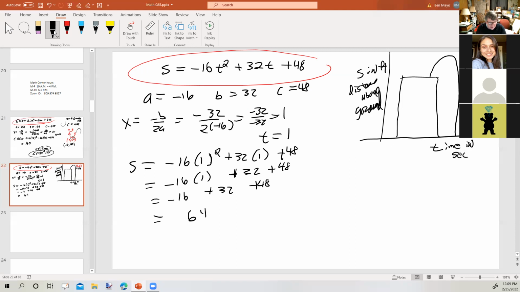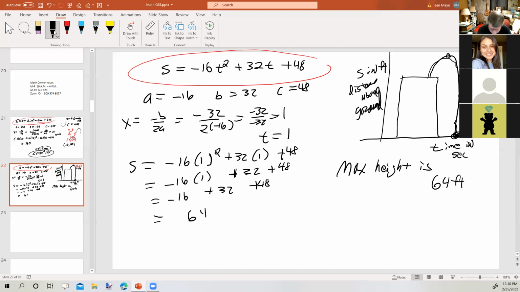1 stands for the time in seconds, 64 stands for the height in feet. The question said, find the maximum height, okay? So maximum height is 64 feet. It did not ask for the time during which it reaches the maximum height. Sometimes it might. After that it says, and the time it takes for the ball to hit the ground. So we don't want to know the time here. We want to know the time here. Isn't that the X, or in this case, the T-intercept?